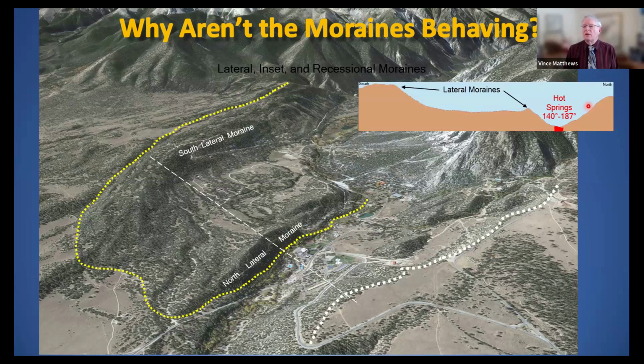Well, guess what? This is the Princeton Hot Springs right here. And the temperatures that have been measured in there in Fahrenheit are 140 to 187 degrees. Guess what? Ice melts at 32 degrees. So there's the area of these hot waters, which has been looked at for geothermal development.